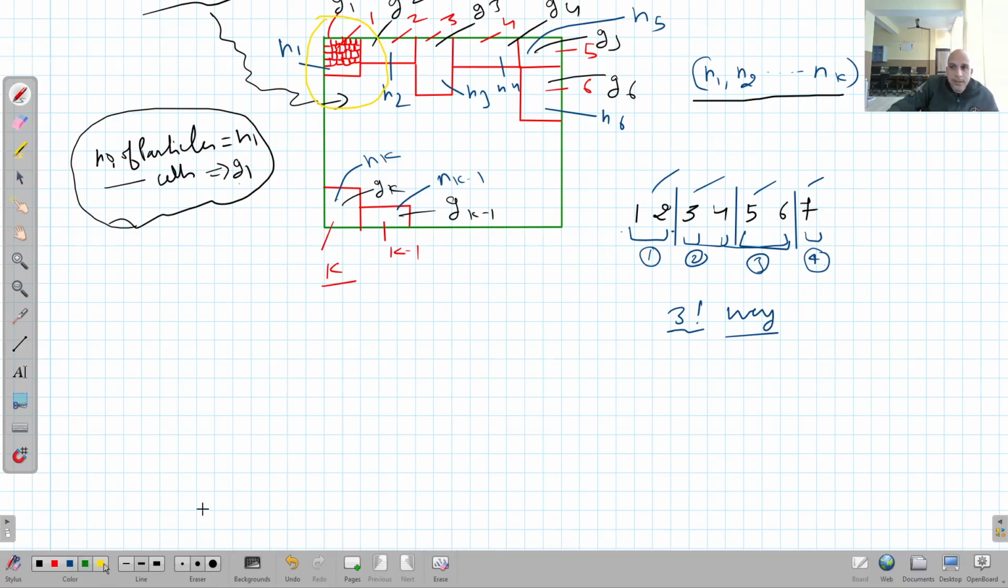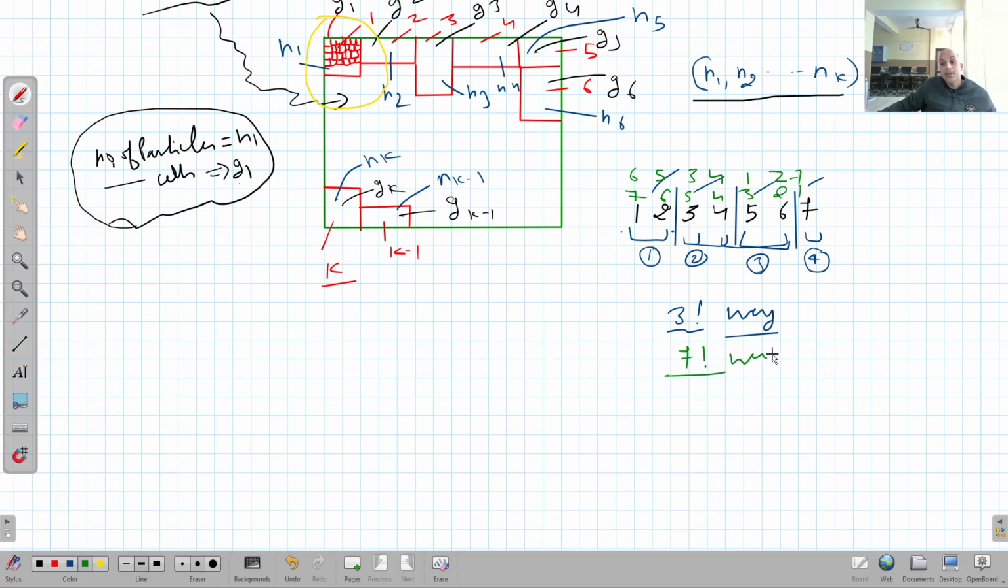Now, it can be like this. It can be like this. 7, 6, 5, 4, 3, 2, 1. It can be the possibility. Another possibility can be 6, 5, 3, 4, 1, 2, 7. It can be the possibility. So it means 7 factorial possibilities are also there.